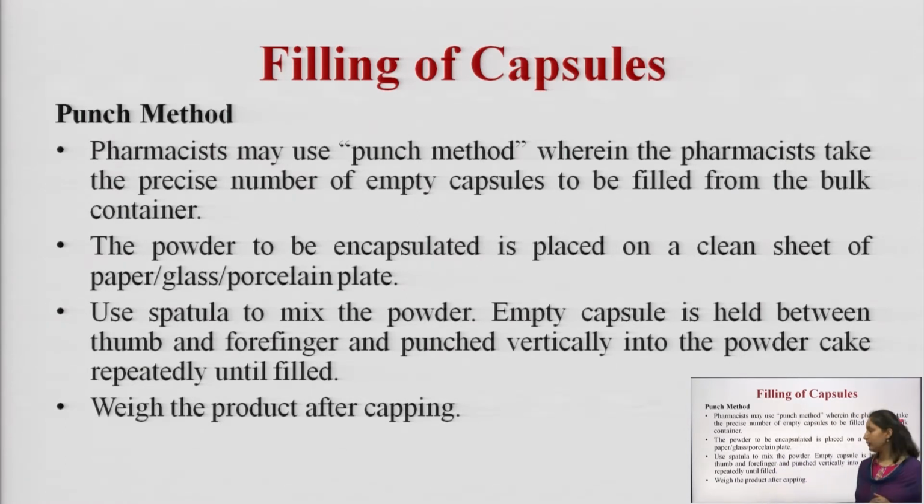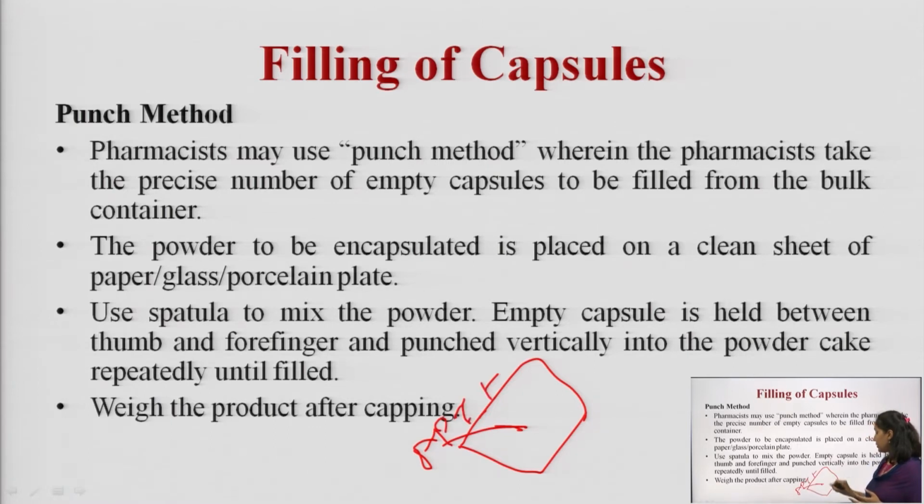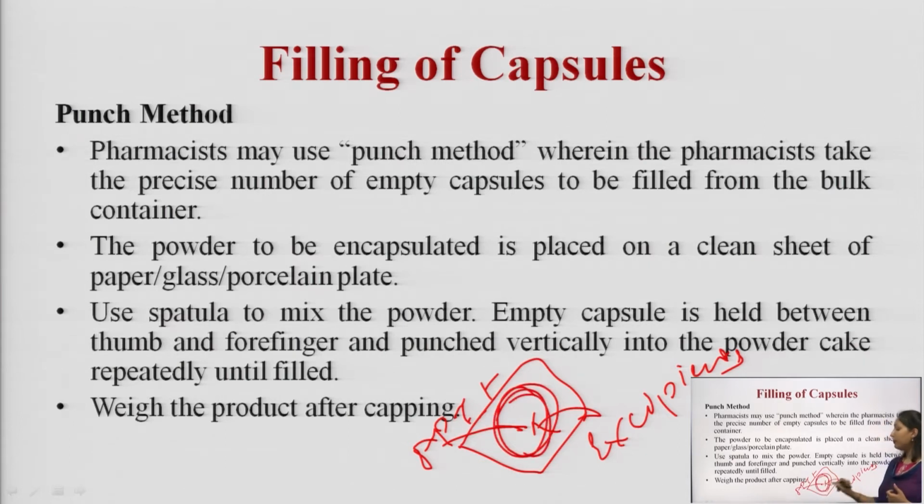So, what will happen in this method? In this method, we take a clean paper, glass, or porcelain plate, and we add the API plus all other excipients which are used in the manufacturing of the capsule. Then with the help of a spatula, we make a blend of the API and the excipients.